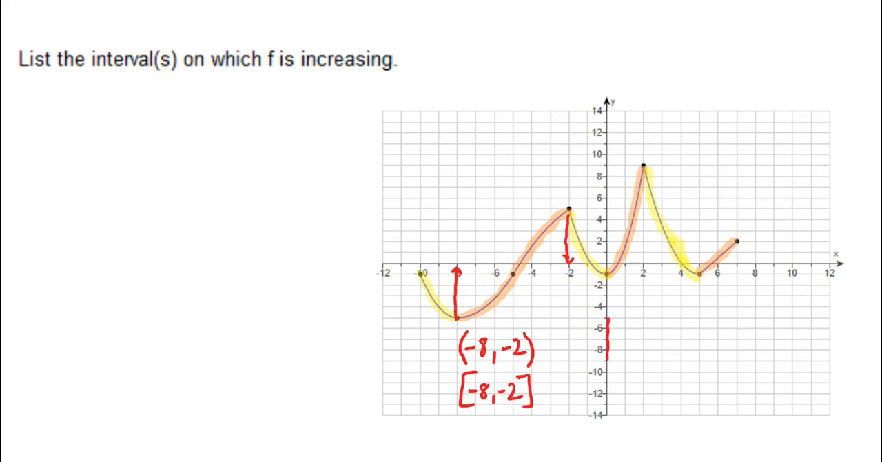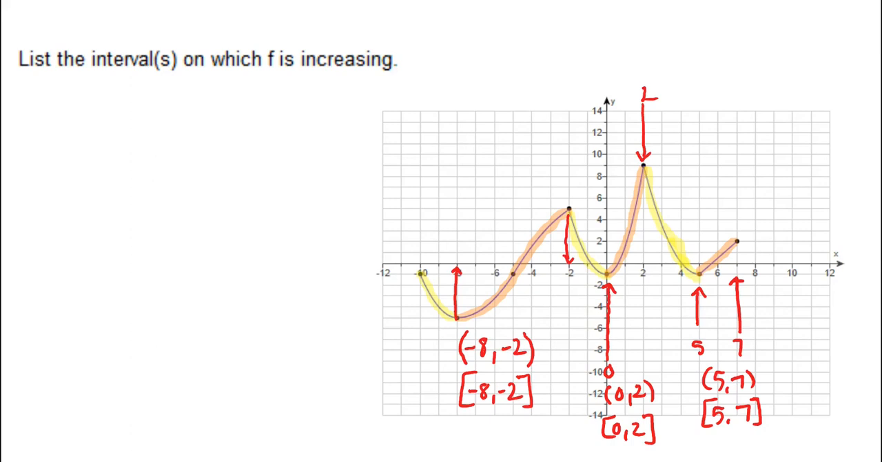For this section here, our x values start at 0 and end at 2. So that interval goes from 0 to 2 if we use open intervals, and 0 to 2 for closed intervals. For this section, our x would be 5 and 7. So that interval is 5 to 7, or 5 to 7, depending on the definition.